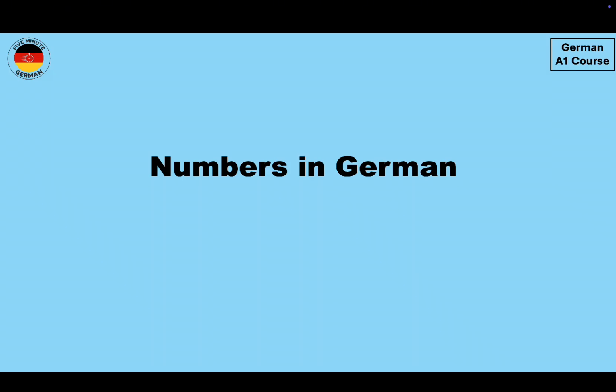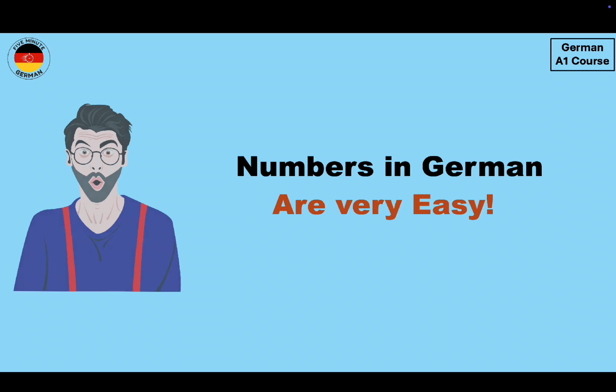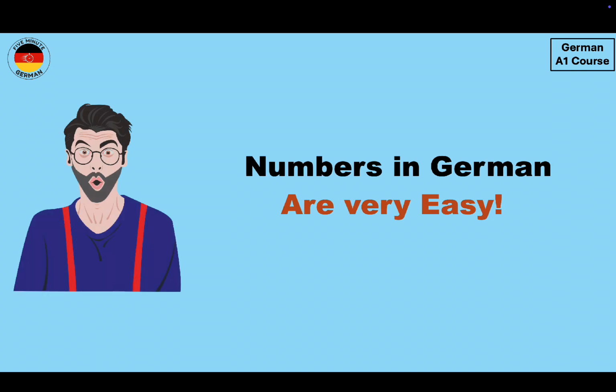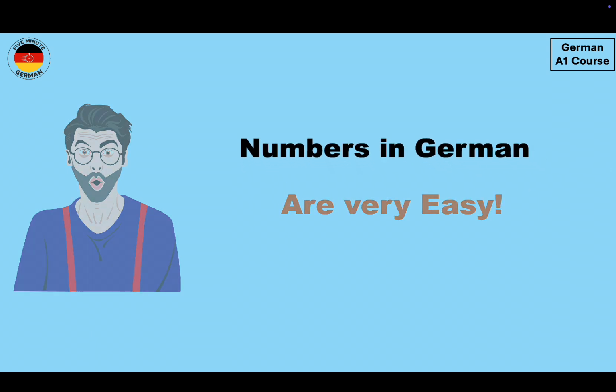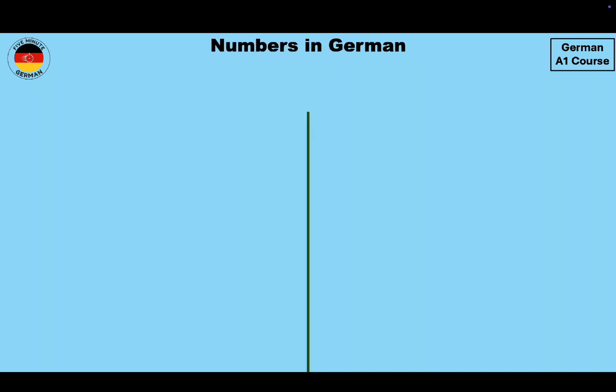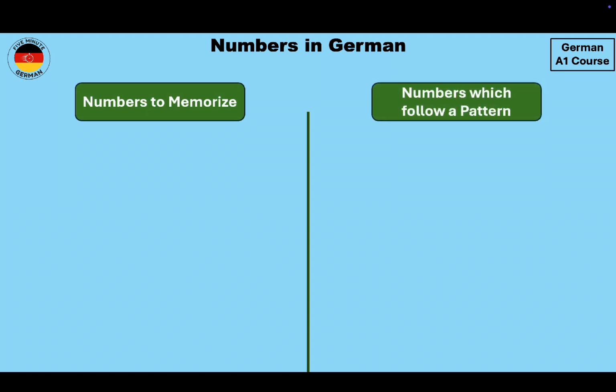So before I start with the numbers, I want to tell you that numbers in German are very easy. I know that you might be surprised hearing this, but this is true. Let me tell you why. You see, in German, you can divide numbers into two types. One is the numbers that you have to memorize, and the second is the numbers which follow a pattern, so you don't have to memorize them.